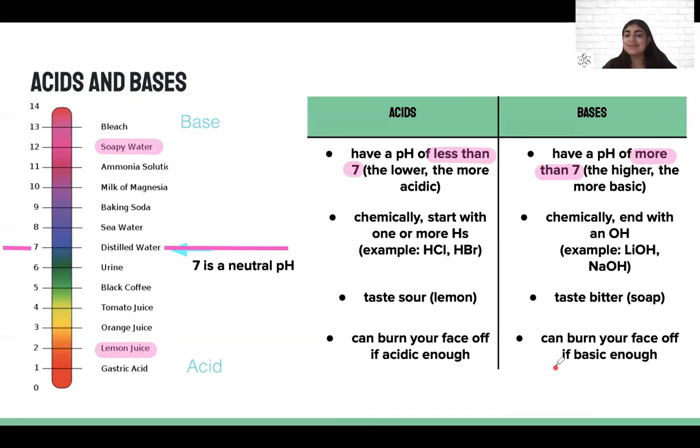And both acids and bases can basically burn your face off if they are acidic enough or basic enough. What this means to say is that extremely acidic and extremely basic substances can be very dangerous. So be careful around acids and bases. For example, seawater with a pH of 8 might not be very basic, but if you have pure bleach or pure gastric acid, that could be dangerous, so be careful when dealing with acids and bases.